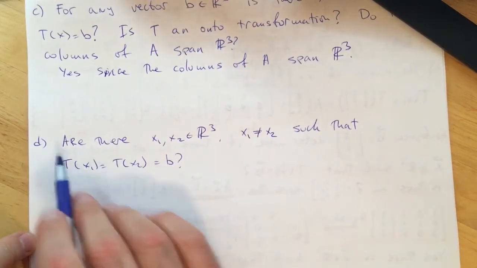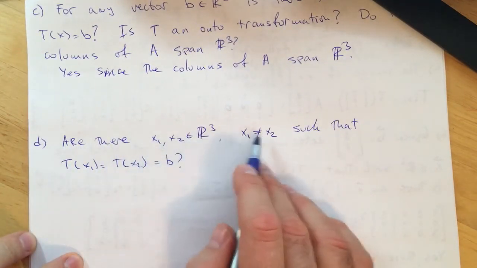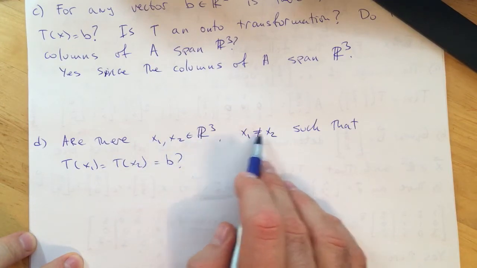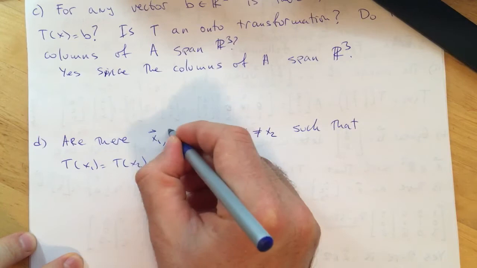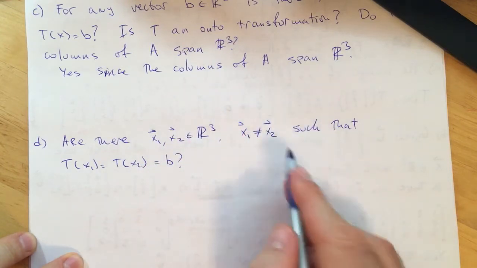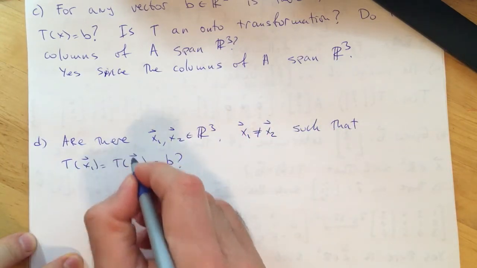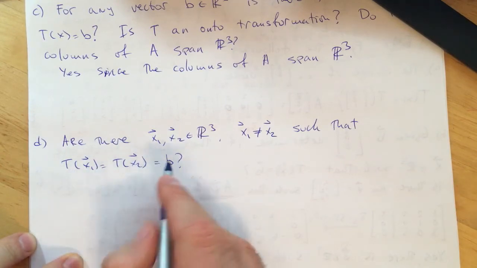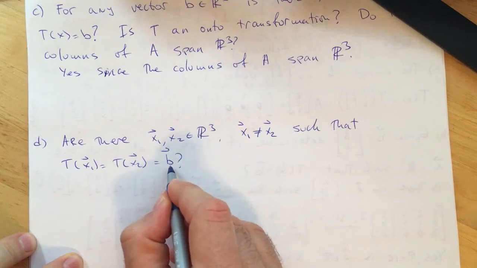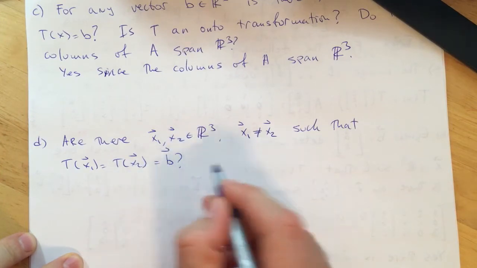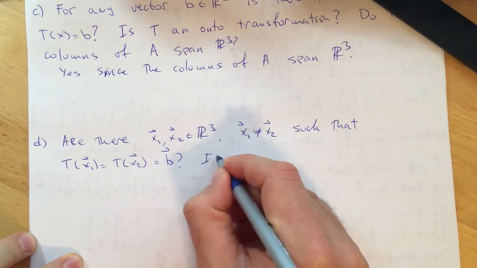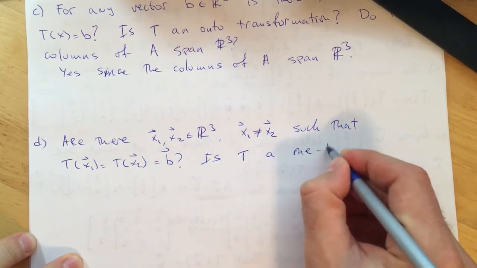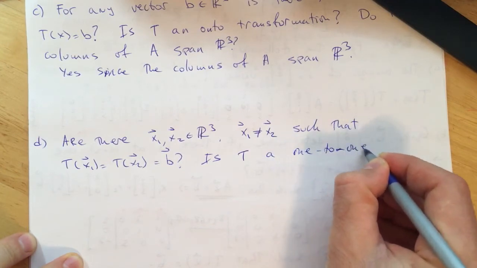And the next question is, are there two different vectors, x1 and x2 in R3, where x1 is not equal to x2, so they're different vectors, such that their images under the transformation T lead to one vector b? Another way to ask: is T a one-to-one transformation?